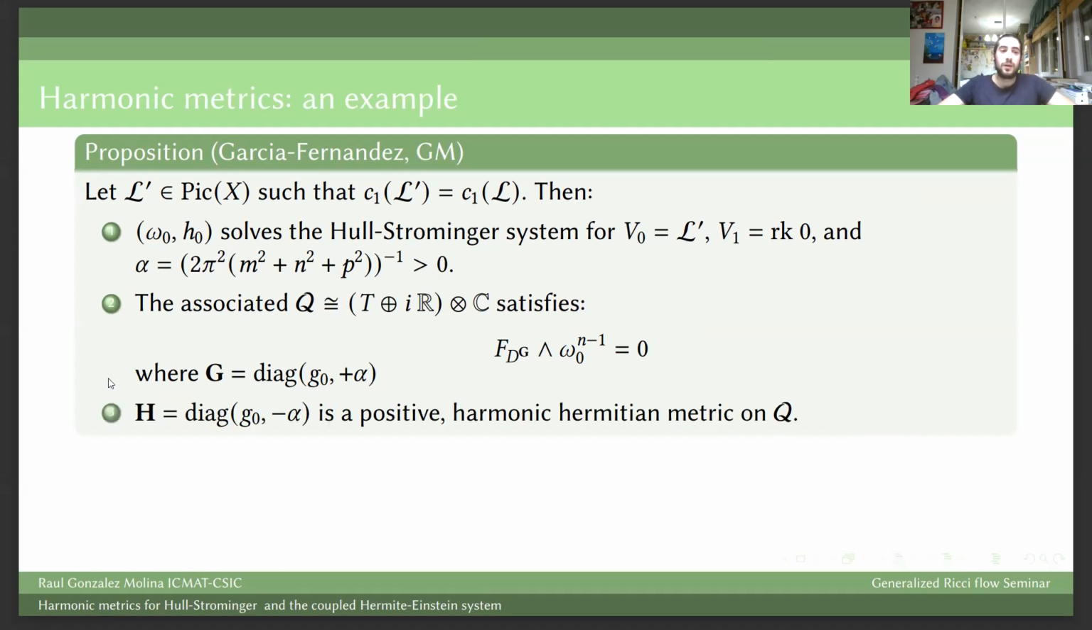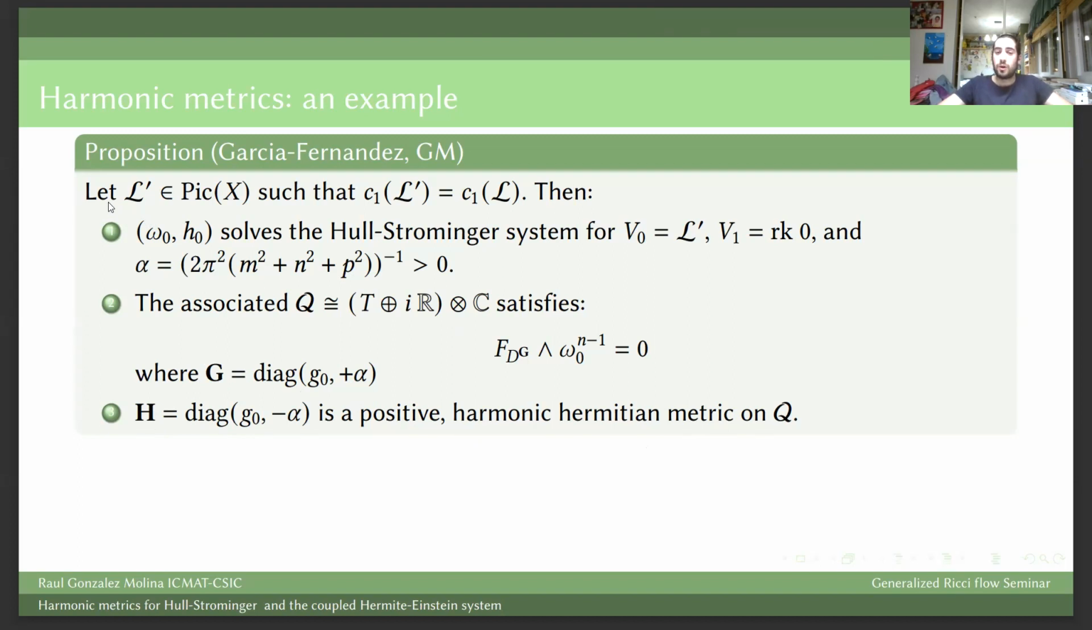But now the key thing is that if we do this little change, if you compare G and H, they are basically the same thing, but for a flip in the sign of the alpha. Then this H is positive, because the negativity was here in the part of the bundle, and it is actually a harmonic Hermitian metric on Q. So this Q was depending on this L prime. For each L prime, I have a different holomorphic bundle, but any of this family carries a harmonic Hermitian metric.